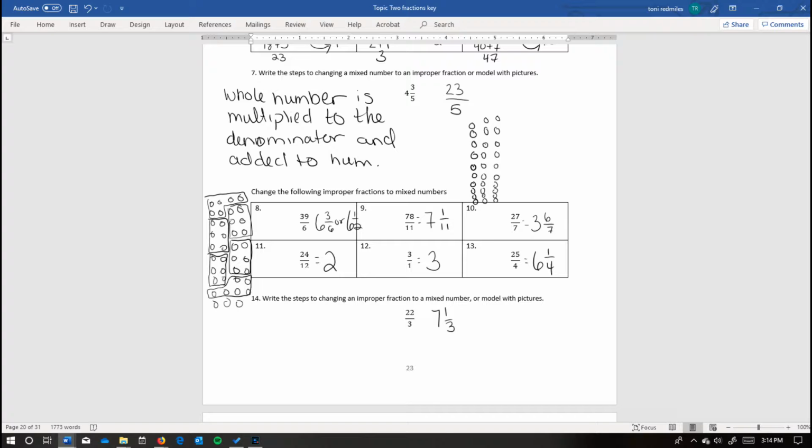I'm continuing to count out groups of 10. All right, and I'm putting these in groups of 11. So there's my first group of 11.